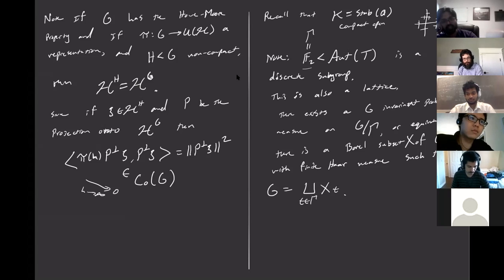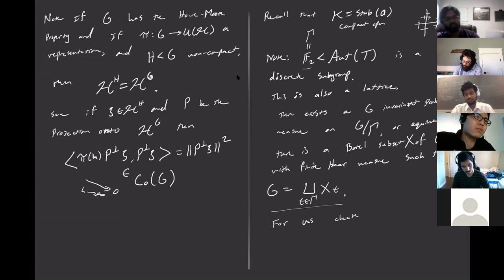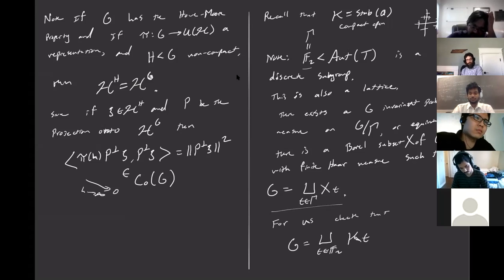The standard example of a lattice to think about is like the integers sitting inside the reals. And there you can take your fundamental domain to be the half open interval from 0 to 1, for example. For the free group, it's easy to see it's a lattice. In fact, it's easy to see what the fundamental domain is. For this setting, you just check that our tree automorphism group is a disjoint union over T in the free group of K times T. So this compact open subgroup itself is the fundamental domain.